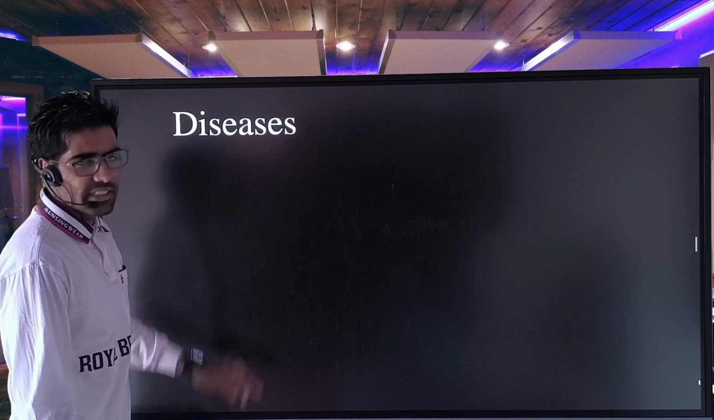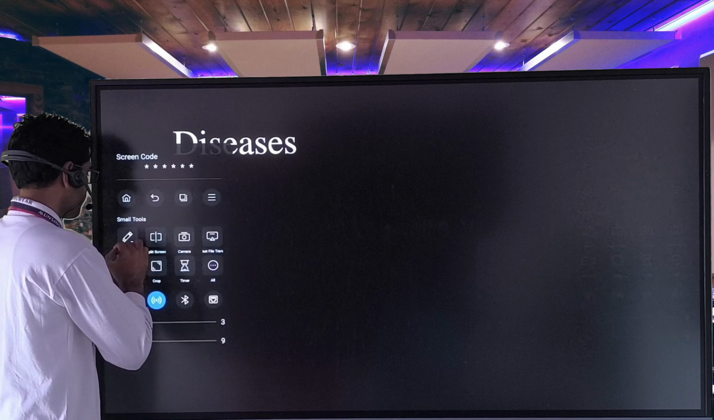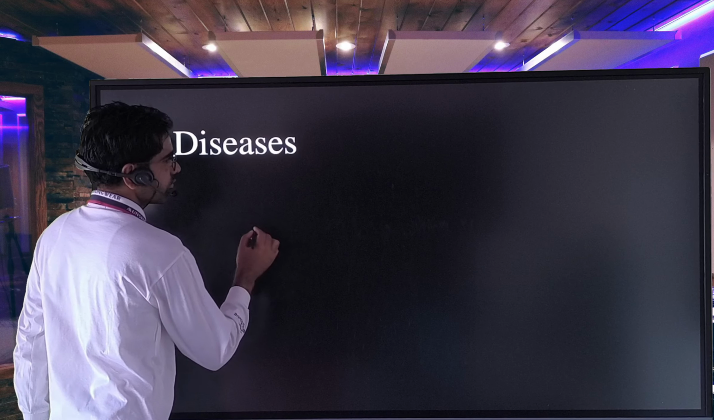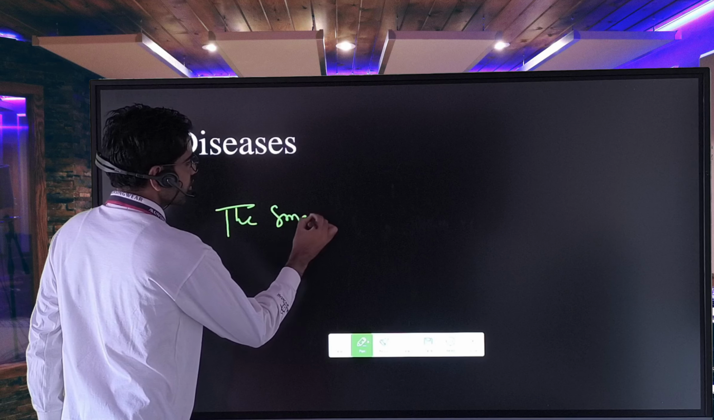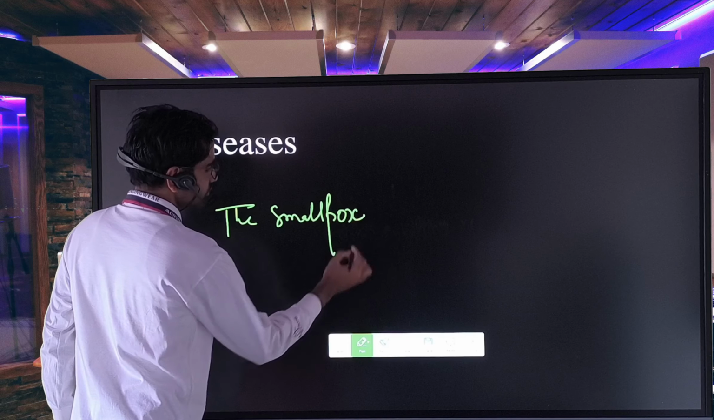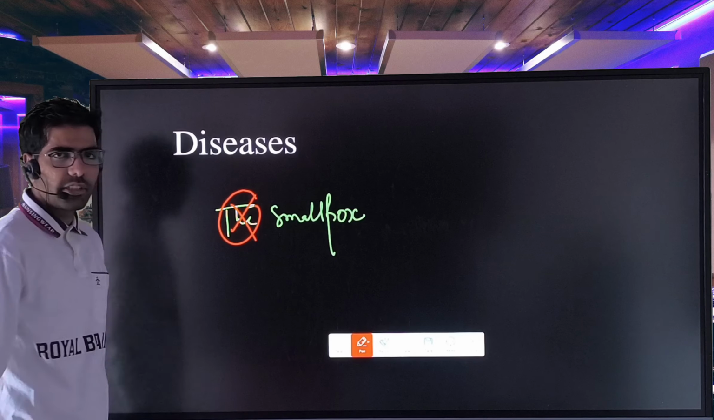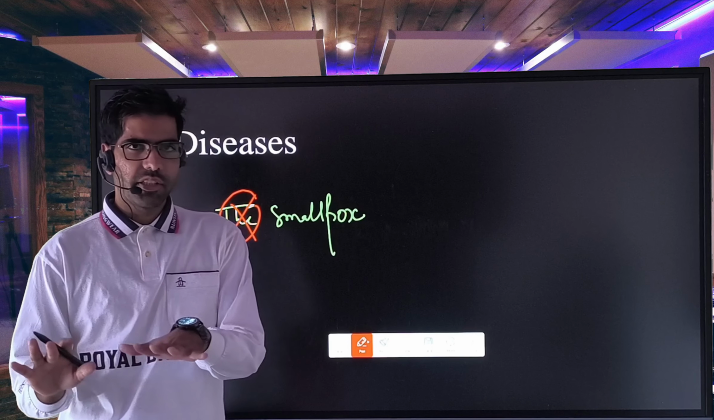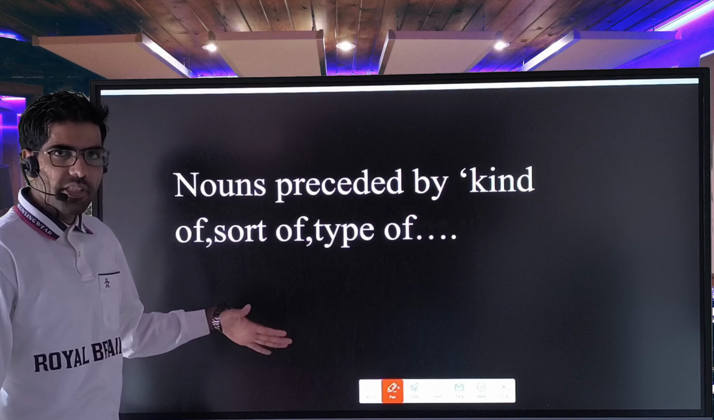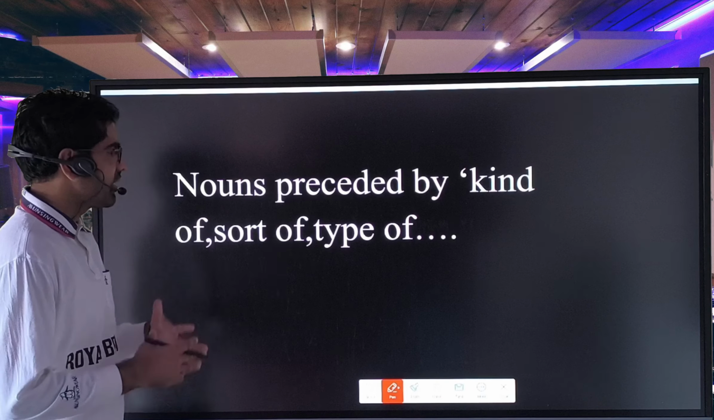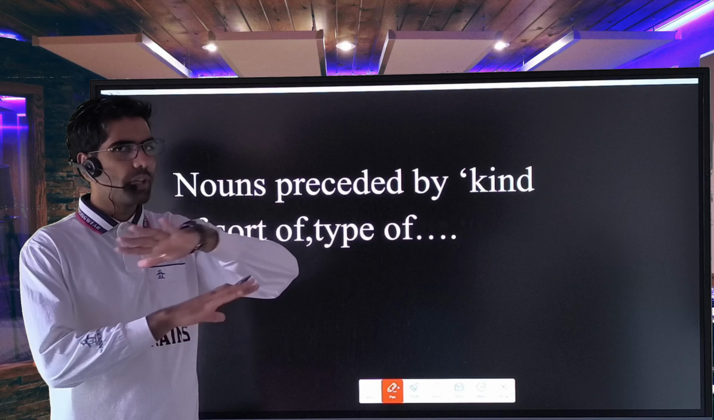In the same way, diseases. Whatever the disease is, for example I will say smallpox. The smallpox. The smallpox. So smallpox is a disease, so don't use any article with it. The COVID-19. No, COVID-19. Got it? In the same way, measles, malaria. Some nouns which are preceded by sort of, type of or kind of. After these, don't use any article with the nouns that come.